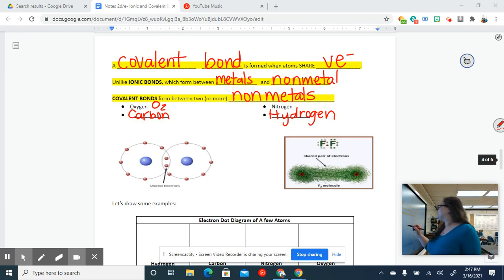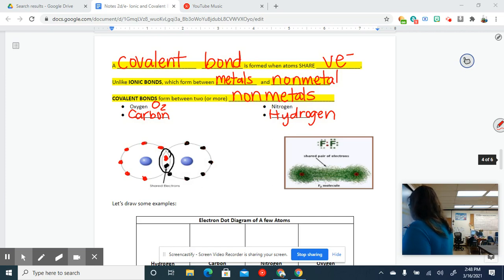In this example, we have the nonmetal fluorine represented here with its 7, because it's in family 17, 7 valence electrons, and then another atom of fluorine over here, which also has 7 valence electrons. But by sharing this one pair, they now both have 8. 1, 2, 3, 4, 5, 6, 7, 8. Neither one of them is losing or gaining an electron. They are just sharing some of the electrons.